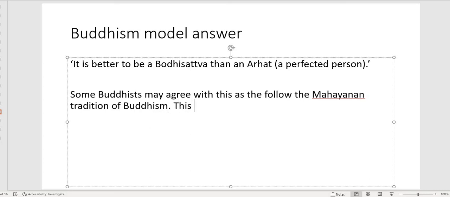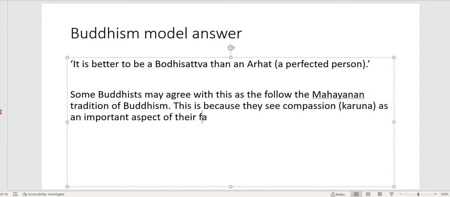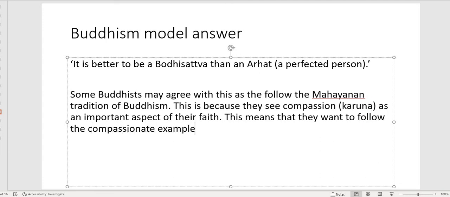Why do they agree? This is because if bodhisattvas stay in the cycle of birth, death and rebirth to help others, this means they're being compassionate. What's the word for compassion? Karuna. So this is because they see compassion, so here's my keyword, karuna, as an important aspect of their faith. And I'm going to put, this means that they want to follow the compassionate example of, who's a modern day bodhisattva? The Big D, Dalai Lama.